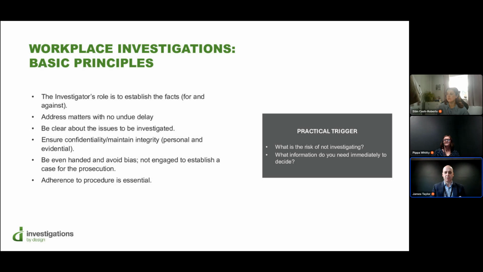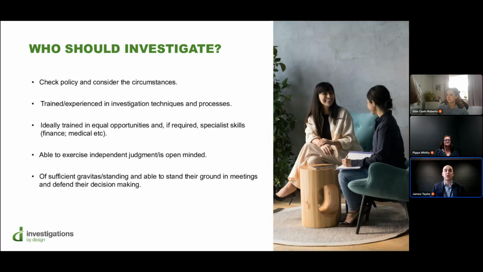So obviously a fair process is essential, particularly where the outcome may have serious consequences. You can conduct the best investigation in the world, but if you're completely out with policy, they can often question the value and use of the investigation. So obviously talking about practical trigger questions here: what's the risk of not investigating, and what information is needed now to make a fair and informed decision? Those sort of questions will help determine whether an investigation is required and how detailed the investigation needs to be. I think a good place to start also is who should investigate.